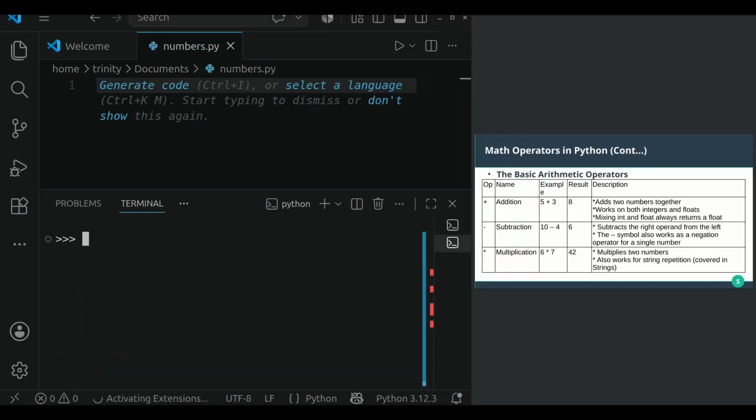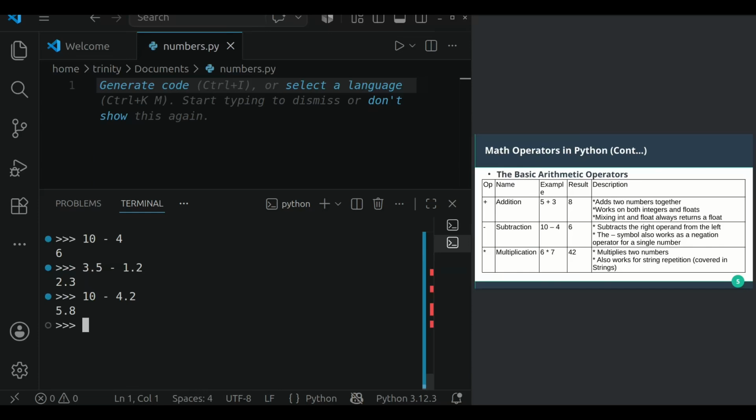Next, we're going to talk about the subtraction operator. The subtraction operator subtracts the right operand from the left. The minus symbol also works as a negation operator for a single number. Now back to our shell, we can subtract 4 from 10. That's going to be 6 as expected. We can also do 3.5 minus 1.2, which is going to be 2.3. In this case, as you can see, both operands are floating values, so the result is also going to be a float. In the same way, when you subtract an integer such as 10 minus 4.2, of course your result is going to be a float as well.